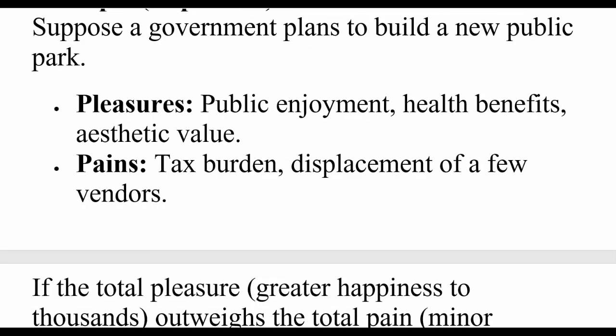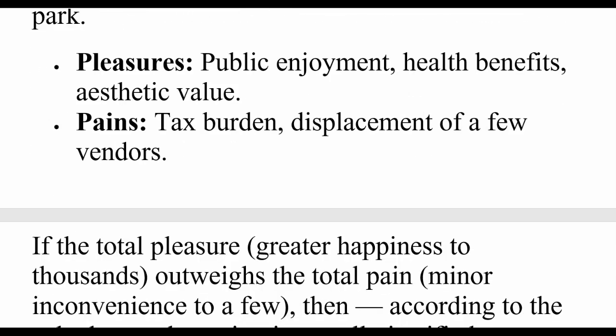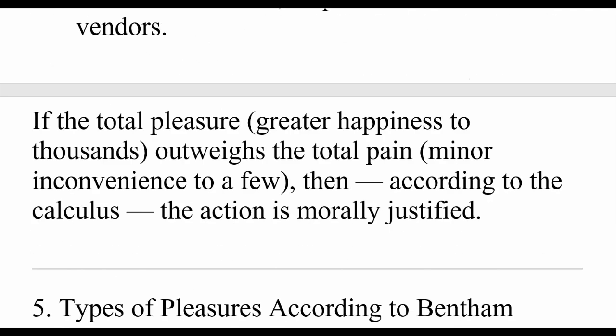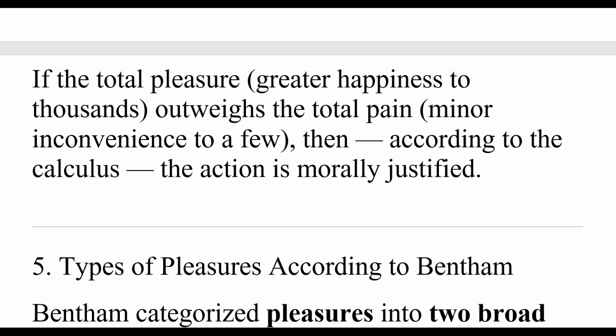Suppose a government plans to build a new public park. Pleasures would include public enjoyment, health benefits, aesthetic value. Pain would include tax burden, displacement of a few vendors, etc. If the total pleasure, greater happiness to thousands, outweighs the total pain, minor inconveniences to a few, then according to the calculus, the action is morally justified.